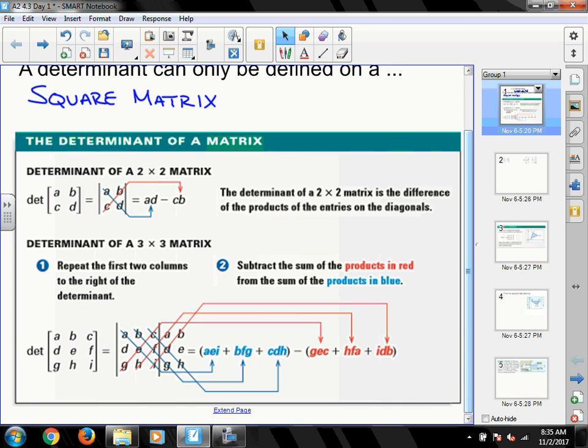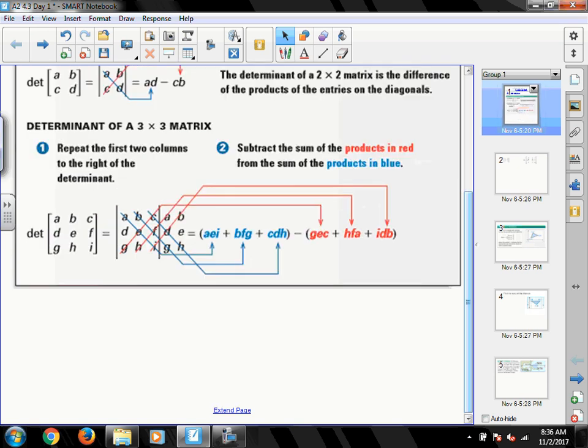Most people like 2 by 2 matrix determinants a little better than the 3 by 3 because they are quick and easy. Multiply the diagonals and subtract them. Just make sure you subtract the right one from the right one. When we go down to a 3 by 3, it gets a little hairier.